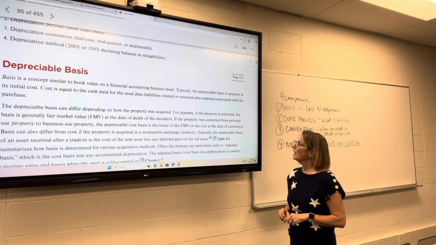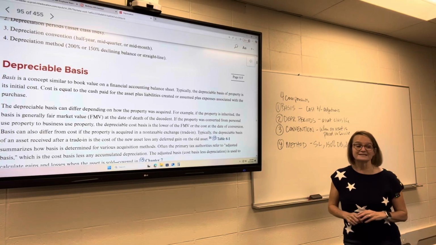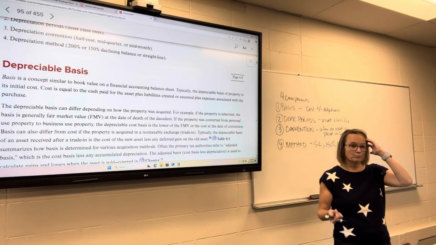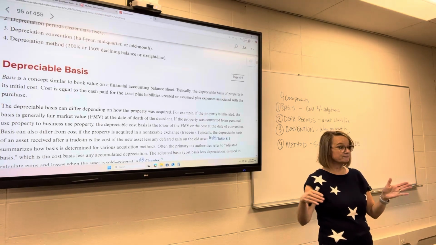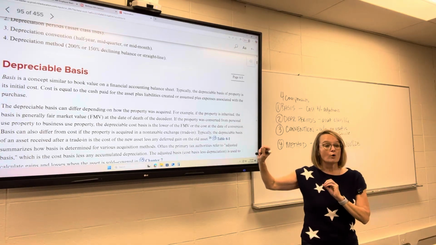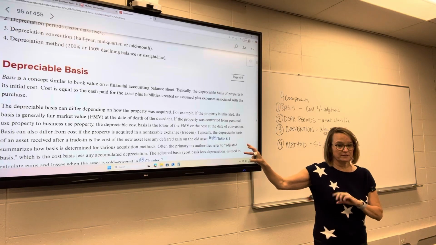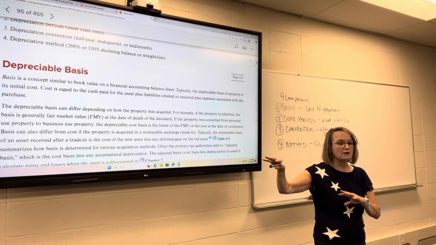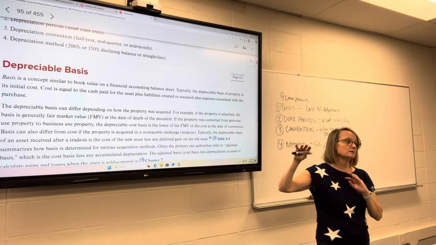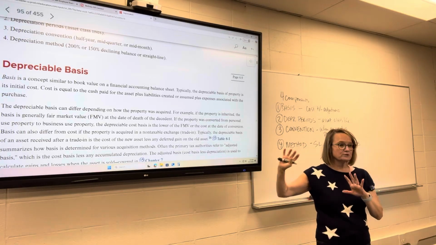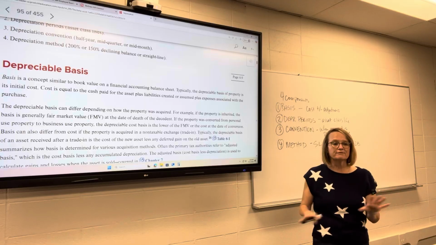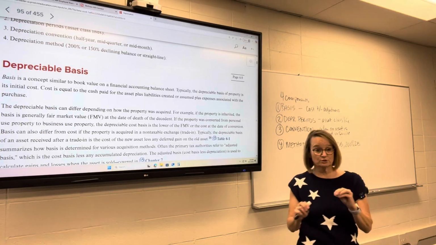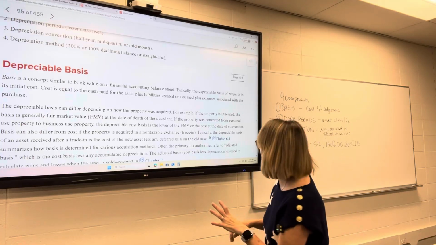However, if the property is inherited, so it's entirely possible to inherit property and then put it into use for a business. Again, we're only talking about businesses here. Personal use property, like your personal house, your personal vehicle, your personal furniture, none of that is ever depreciated. These are only assets that are used in a business that we depreciate.